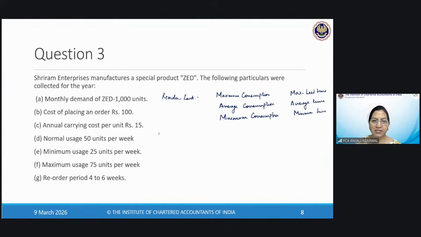Now, when should you place an order? Think about it. When should the order be placed? Any answers? Put it in the chat window.